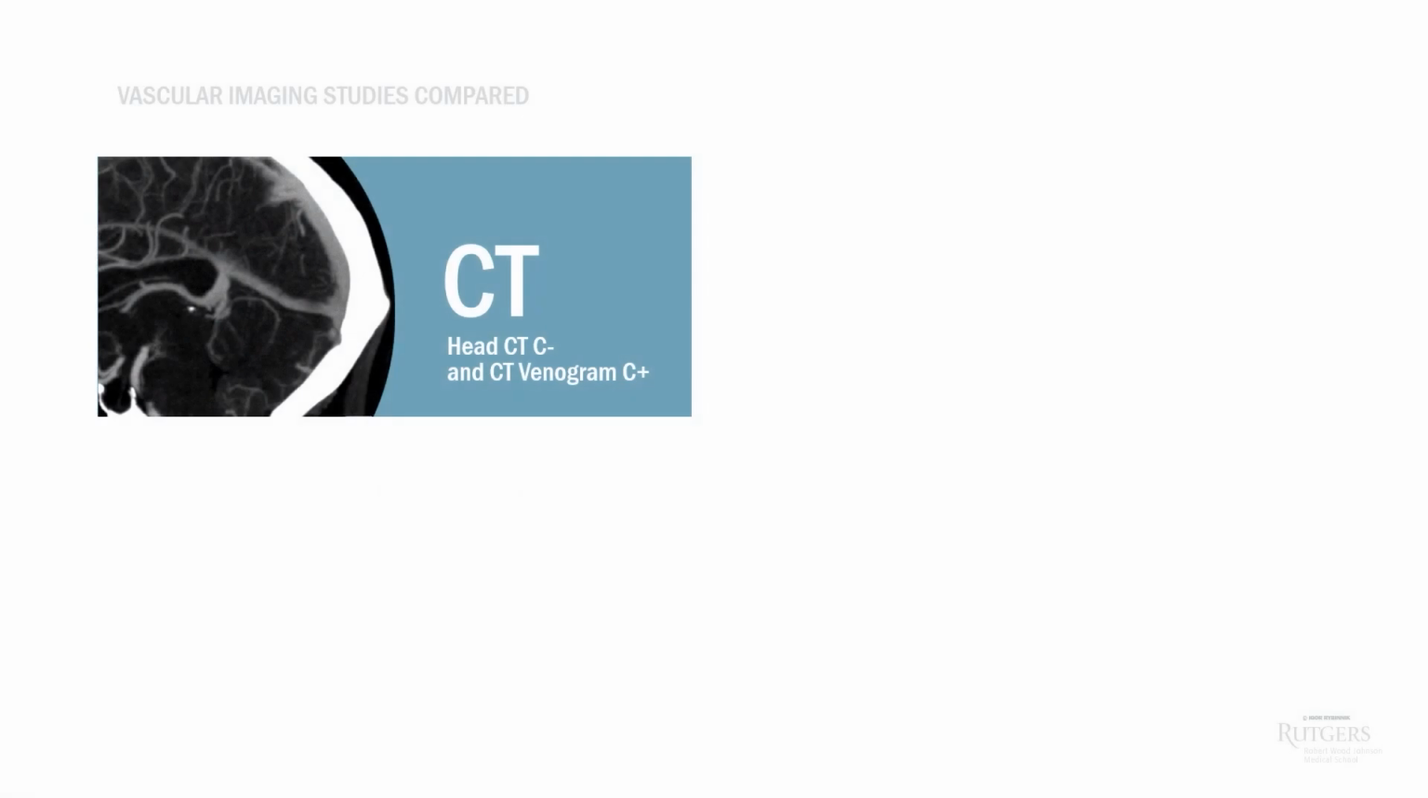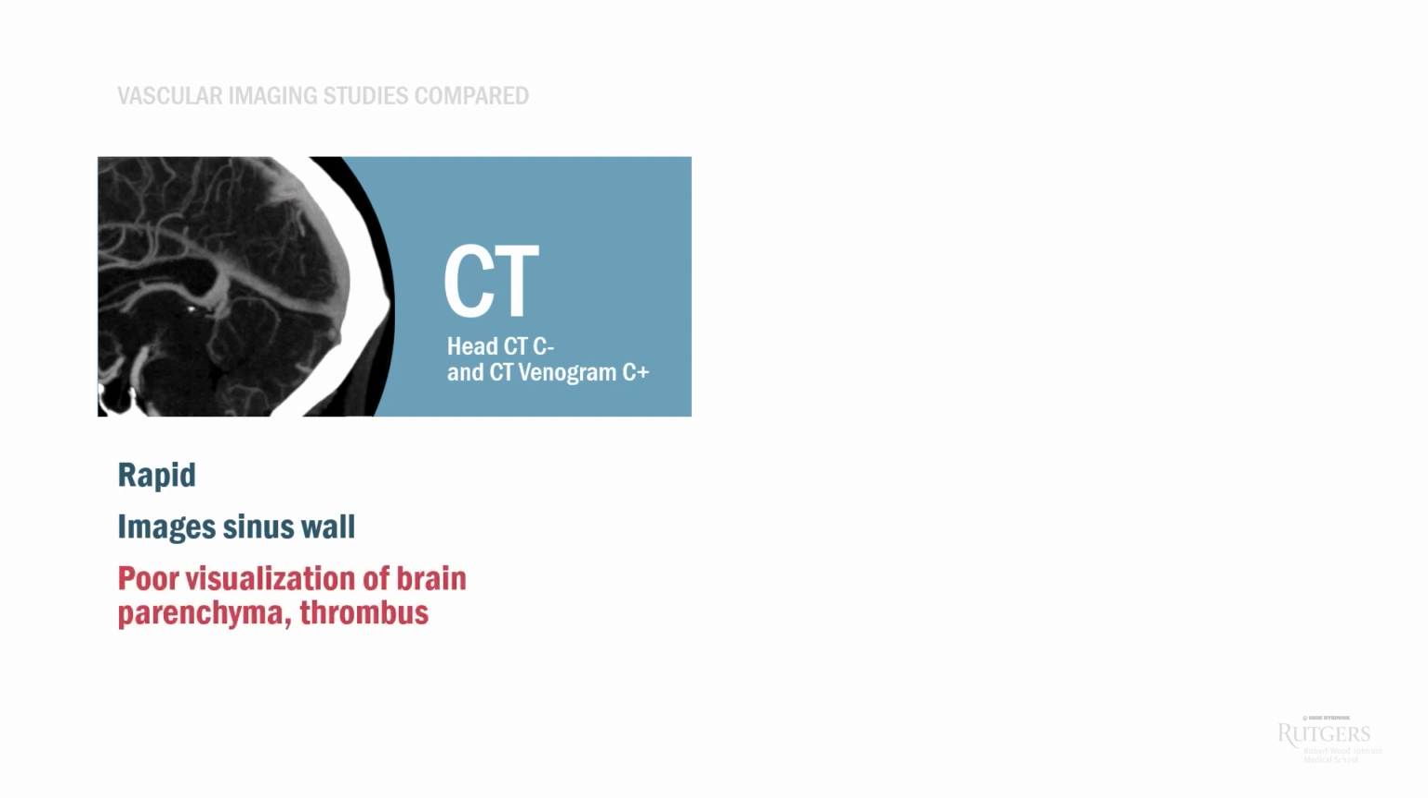Non-contrast head CT and contrast-enhanced CT venography are rapid, so they're generally suitable in an emergency, especially with non-cooperative patients. CT venography images the sinus wall, which can help differentiate thrombus from hypoplasia, but brain parenchyma and thrombus are better visualized on MRI. And CT has potentially harmful radiation and contrast.